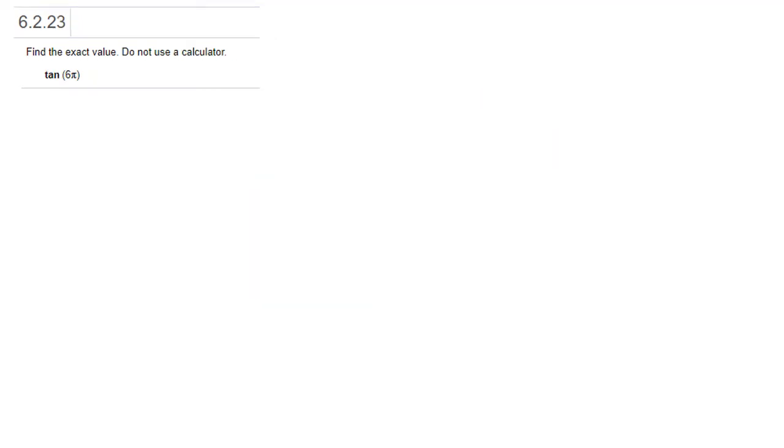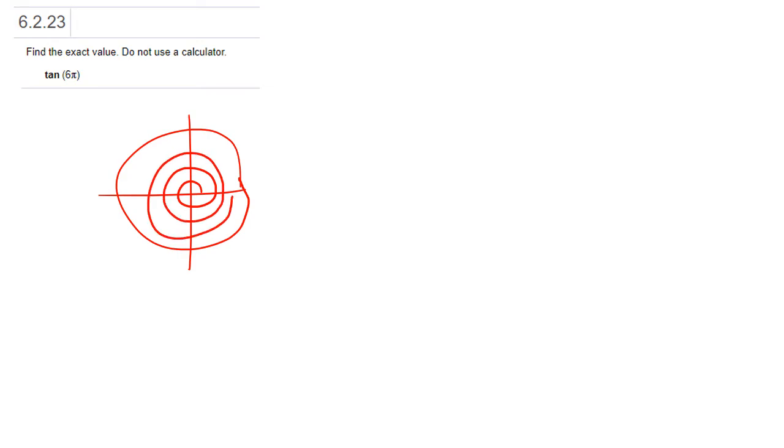A very similar problem: find the tangent of 6 pi. Well, we just found that 6 pi is the angle where you go all the way around the circle exactly 3 times to return to the same angle you started with, pointing at 1, 0. The tangent of 6 pi is therefore the ratio of y over x. The y-coordinate is 0, the x-coordinate is 1, and 0 over 1 is 0. No calculator needed. The tangent of 6 pi is 0.